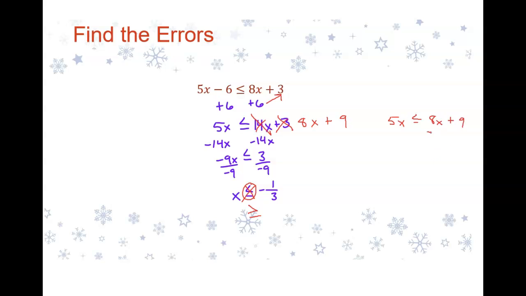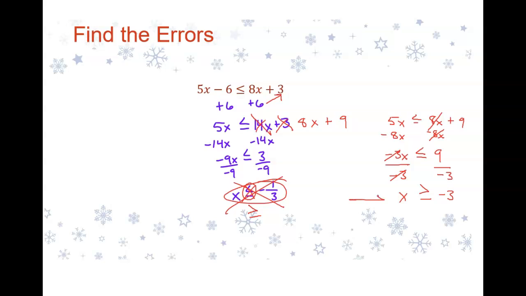We would subtract 8x on both sides. Or if you wanted, you could move the 5x over there. That would work too. These 8x's cancel. We get -3x. 5x minus 8x is -3x, and then the 9 comes down. Now we need to divide by a -3, and we need to remember, dividing by a negative means we flip the sign. So these -3's cancel, and we get x is greater than or equal to 9 divided by -3 is -3. So x is greater than or equal to -3. This is the wrong answer. That is the correct answer.